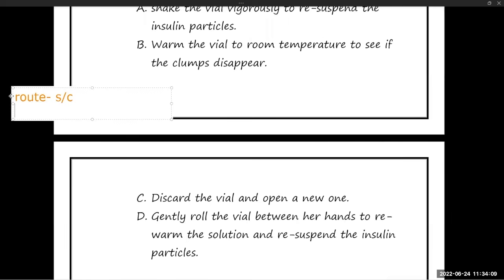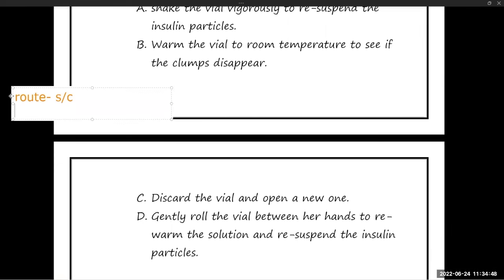Fine. Before giving an injection, how do you clean the area? What solution would you use for cleaning? Normal saline, or spirit? When giving an injection, do you clean with normal saline or with spirit, alcohol swab? Alcohol.